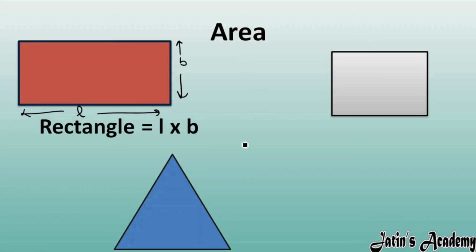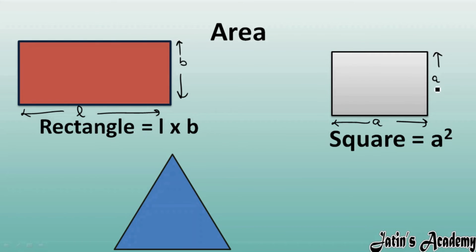Second we have the square. How can we find the area of a square? By multiplying the sides. For example, this is side A. Similarly, this is also side A. Why? Because in a square all sides are equal. If this is side A, this is also side A. So what is the area of a square? Side multiply side, that is A multiply A, A square.